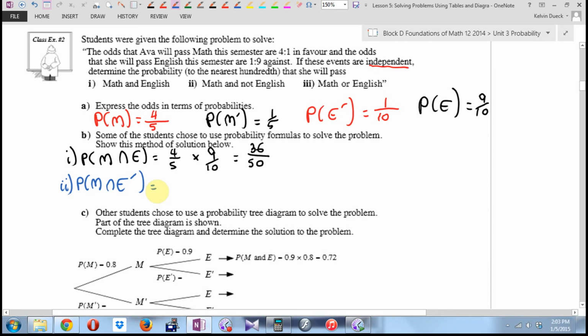Oh, Alyssa, what's math probability? And flunking English probability? 1 out of 10. It's going to be 4 out of 50 or 2 out of 25 if you go to your calculator. Multiplying fractions, by the way, is the easiest operation of any fractions. It's top times top, bottom times bottom.